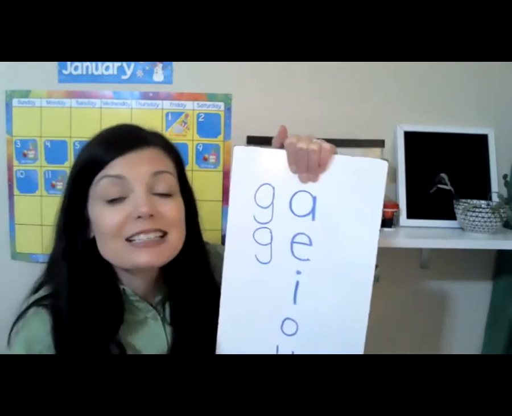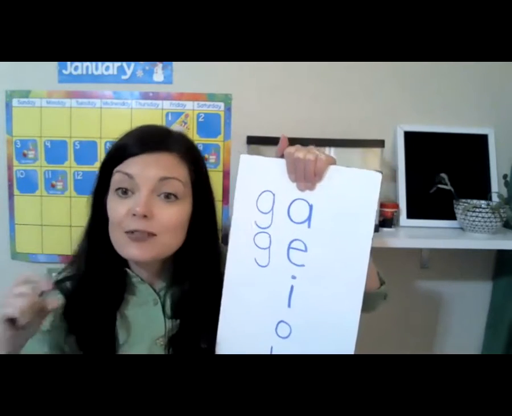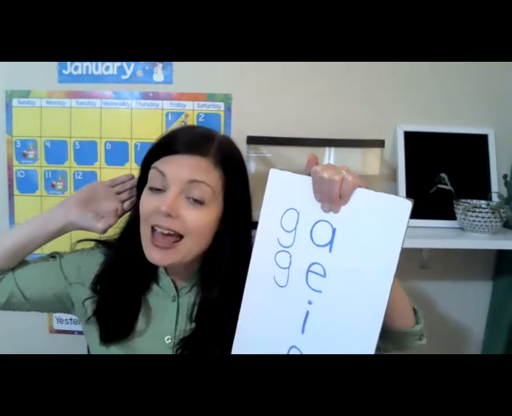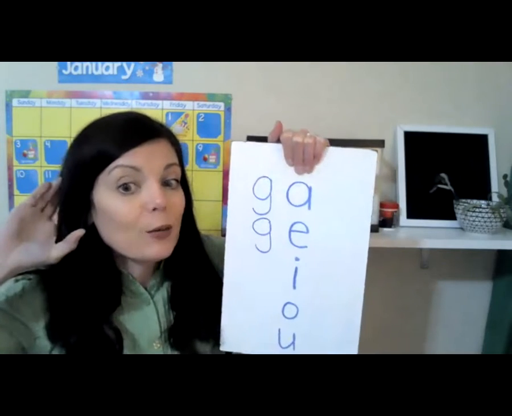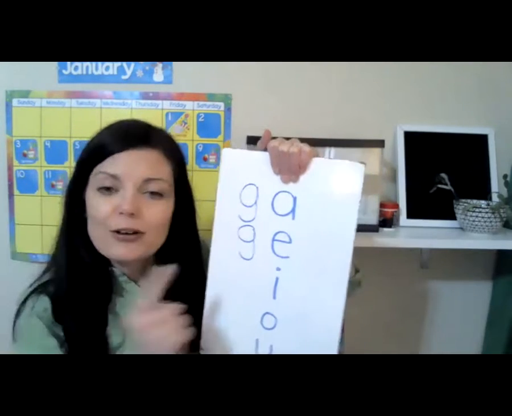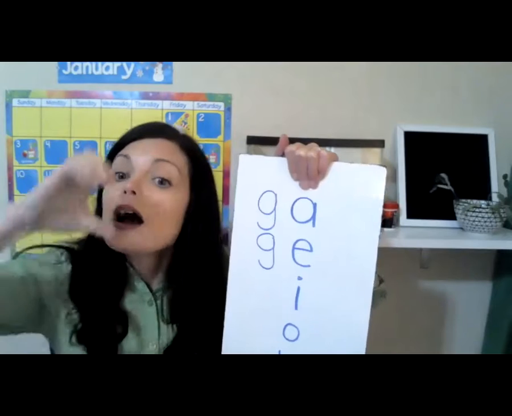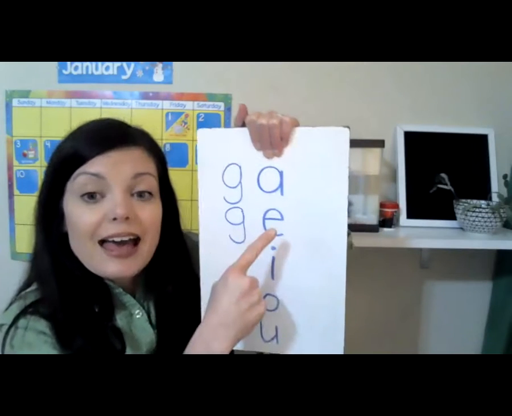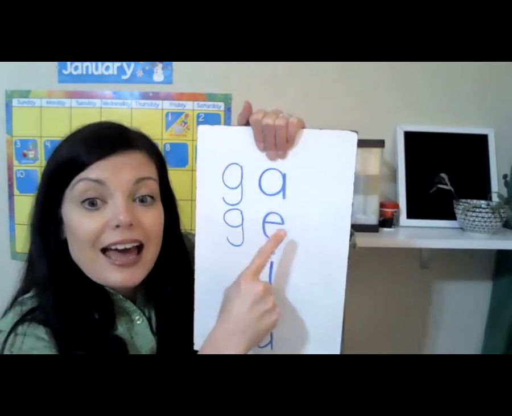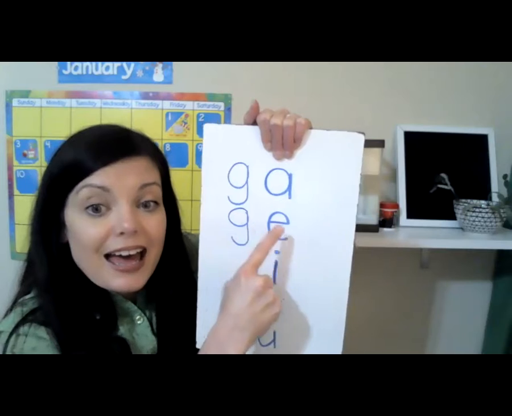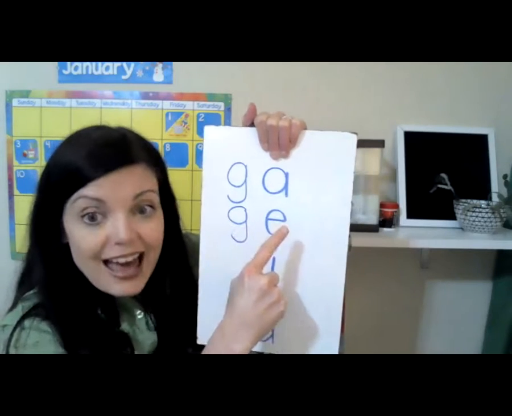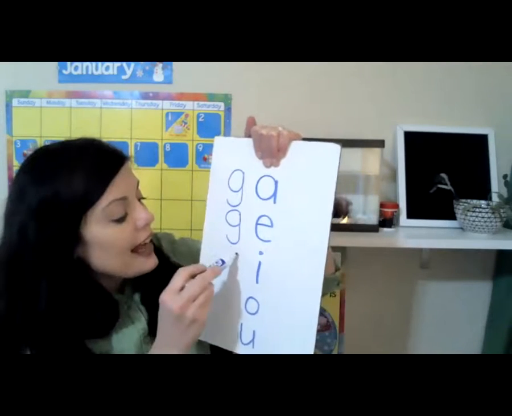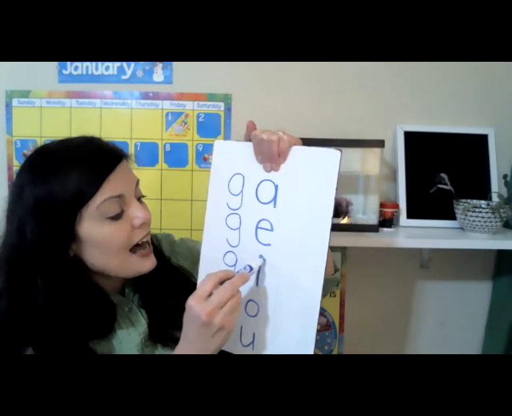Now let's put the letter G with an E. E kind of looks like an ear. And if you remember, E says what'd you say? Okay, let's put that together. G, ge, ge, ge. Let's try again. This time we're going to use an I.